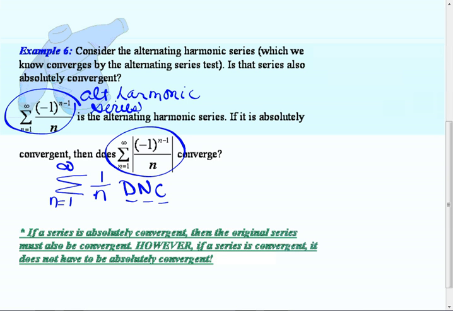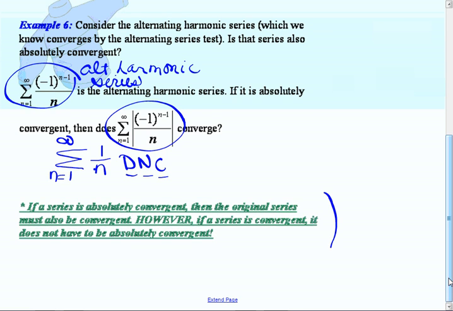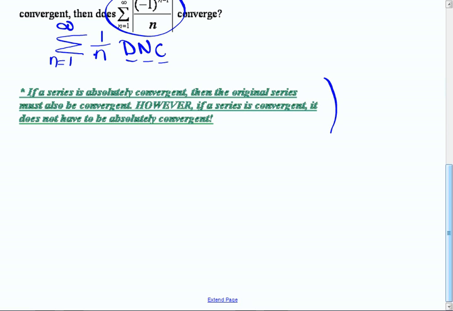If a series is absolutely convergent, then the original series must also be convergent. However, if a series is convergent, it does not have to be absolutely convergent. Okay, so that's kind of important. It just might come back and haunt you.